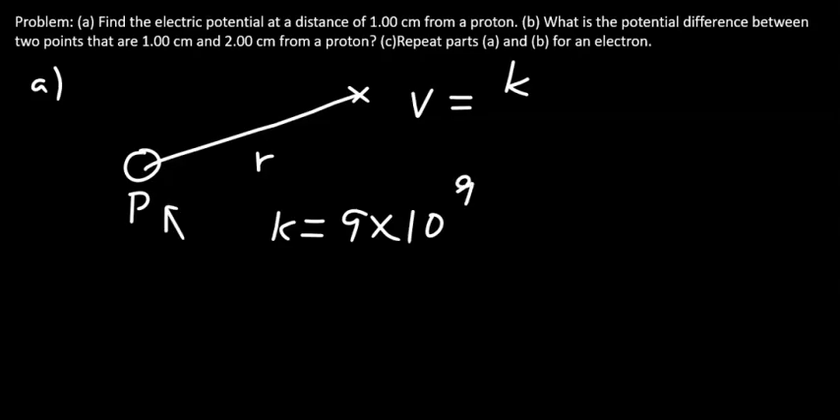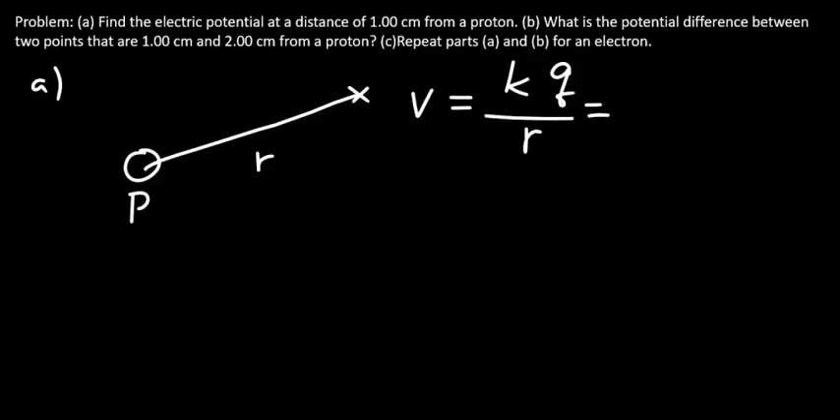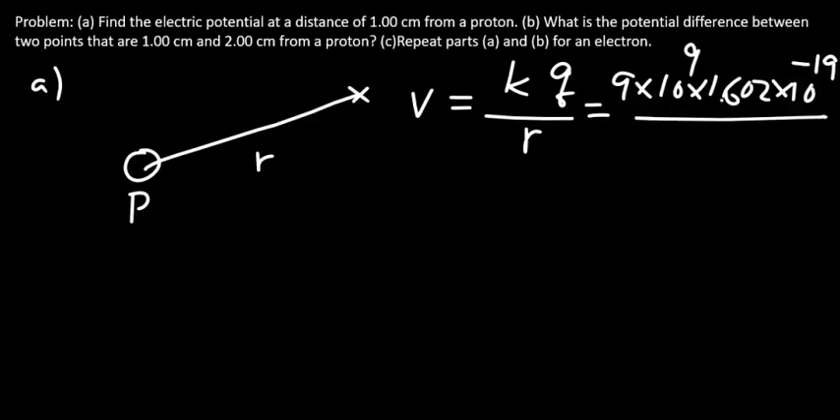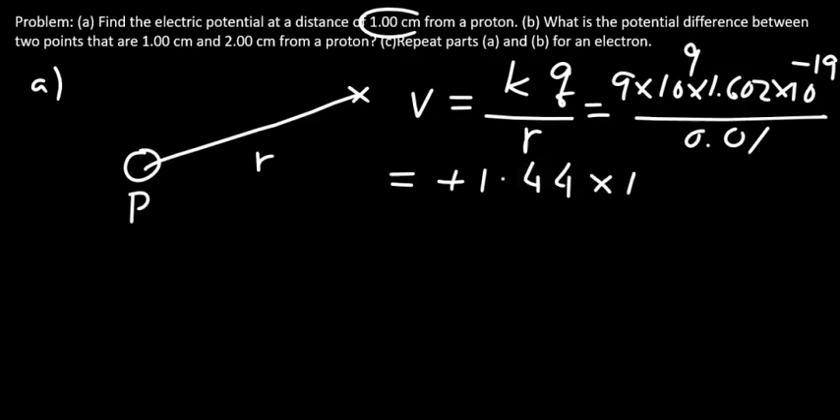times the charge of the proton over that distance. K is 9 times 10 to the power 9, the charge of the proton is 1.602 times 10 to the power minus 19 Coulomb. The r here is 1 cm, so 0.01, and that's going to give you positive 1.44 times 10 to the power minus 7 volts. We note here that proton is a positive charge, so the potential it creates will be a positive number.